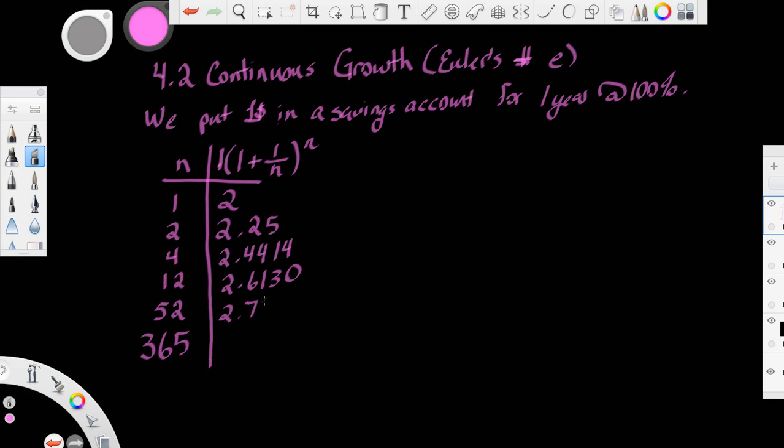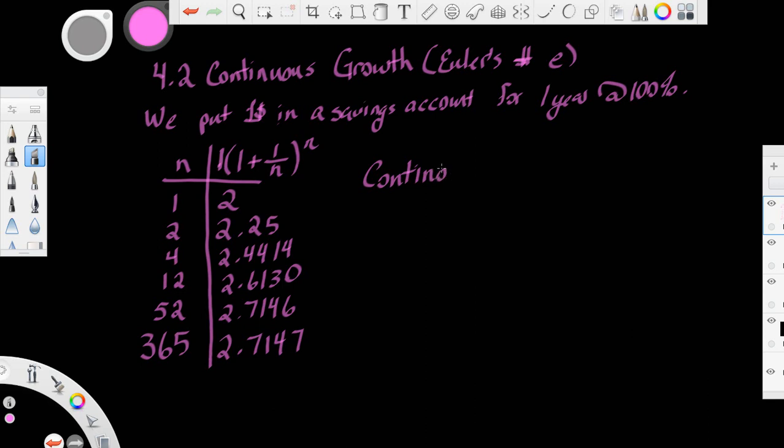If we look at compounding it every week, we can see that we barely crack 11 cents. And finally, at 365, we only end up with 2.7147. So here's the deal: as we increase the number of times that we're compounding it, even though we're compounding more and more, our interest rate gets super, super small every time we compound.